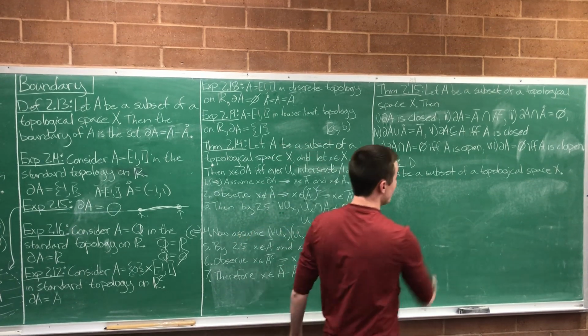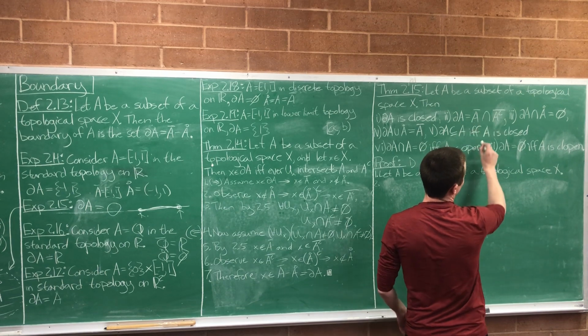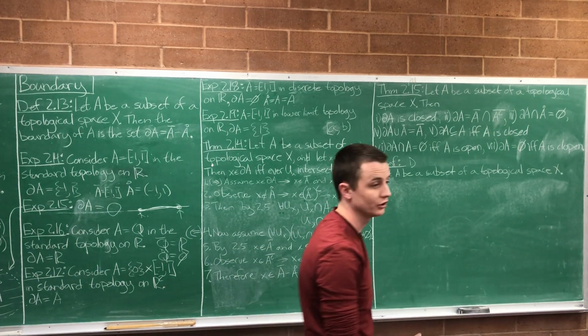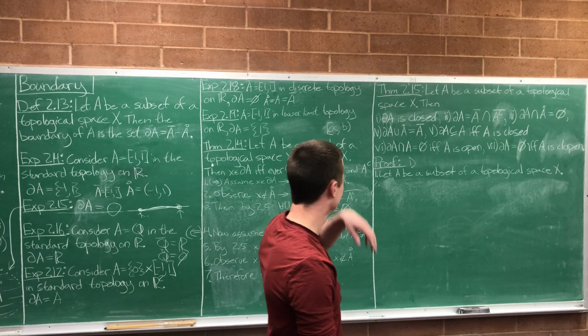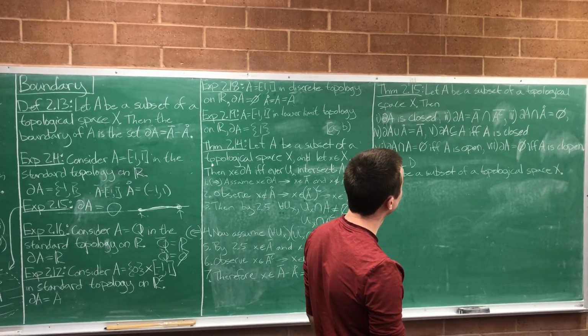Next one. Prove that the boundary is equal to the closure intersected with the closure of the complement. Isn't it also true to say that the closure is also equal to the complement's closure?